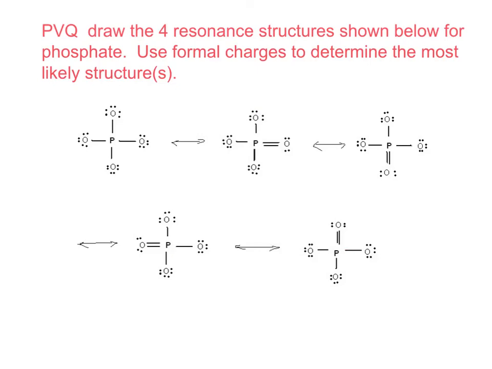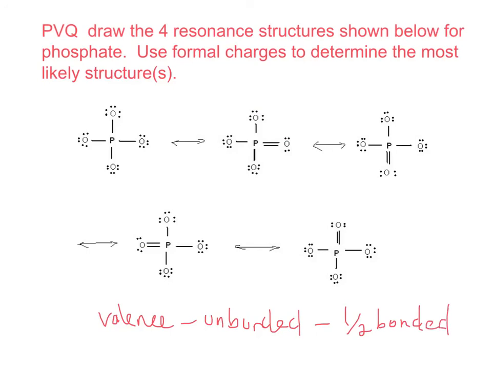So remember that formal charge is going to be valence electrons minus the unbonded electrons that are attached to that atom, minus 1/2 of the bonded electrons, since half of those could be considered to belong to that atom. So give that a try. See if you can figure out the formal charges and which would be the most likely structure. We'll talk about it tomorrow.